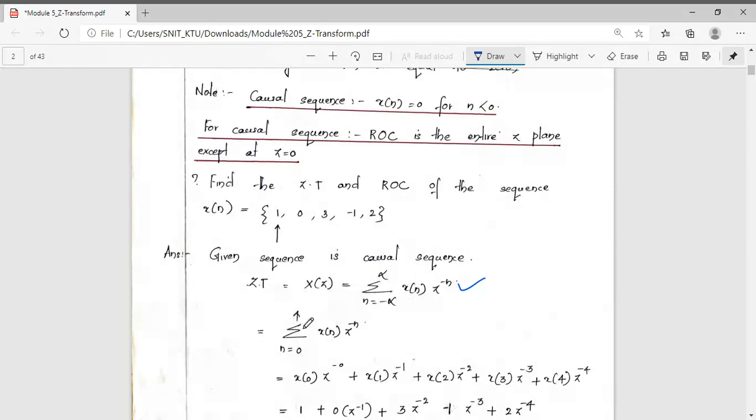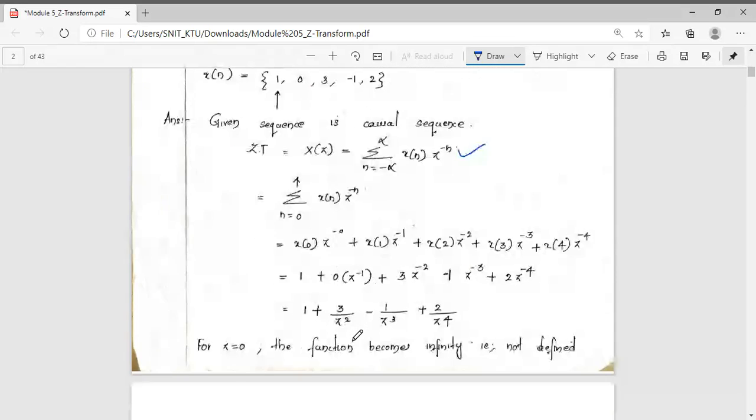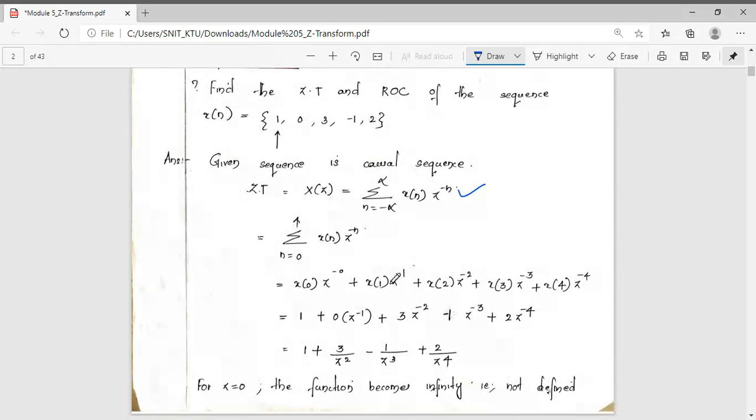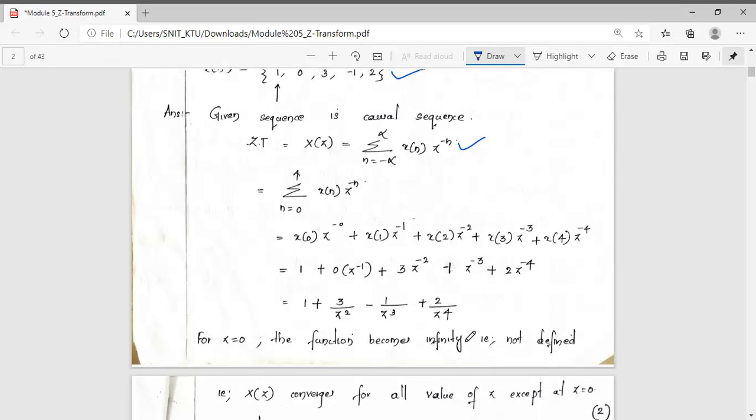Summation n equal to 0 to 4, x of n z raised to minus n, and we are expanding the summation. We will get x of 0 z raised to minus 0, like that up to x of 4 z raised to minus 4. We know the values of x of 0 to x of 4 from the question itself, and substituting them here, we will get the transform of the given sequence like this.